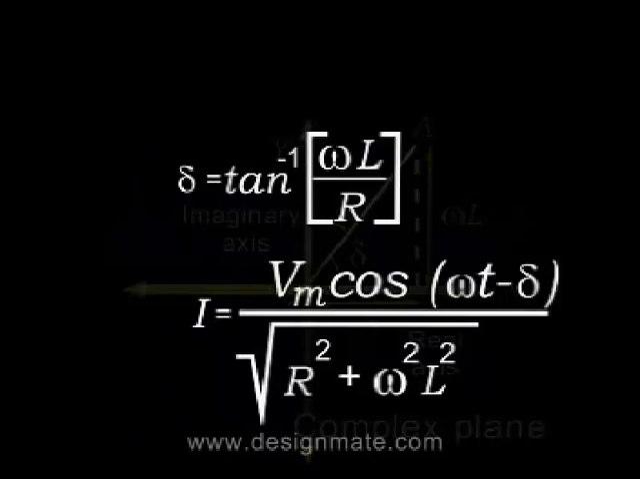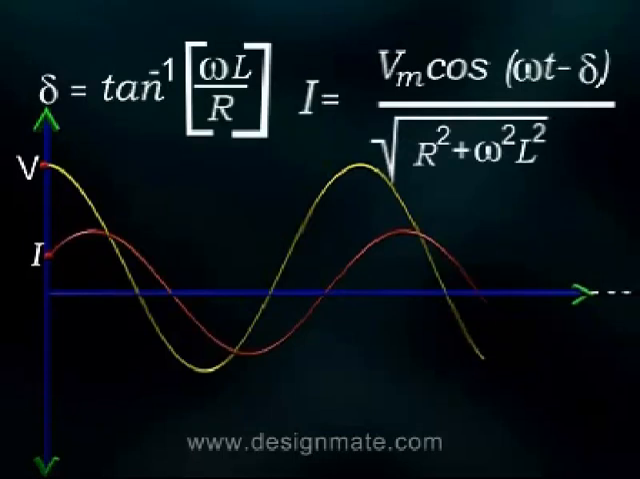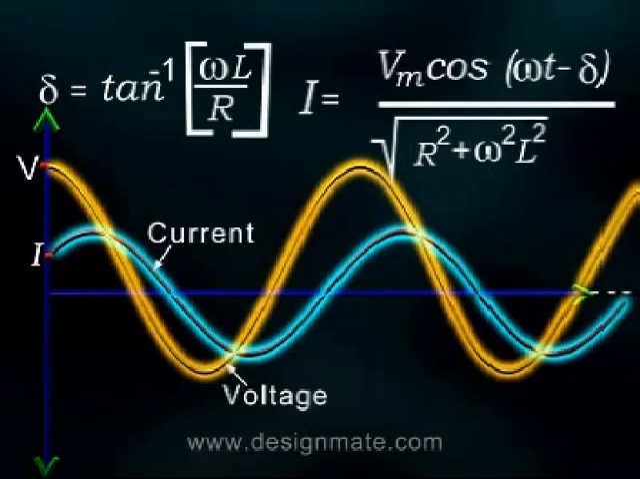I is equal to Vm cos(omega t minus delta) upon square root of R squared plus omega squared L squared. The current lags behind the voltage in phase by an amount delta as given by the equation delta is equal to tan inverse of omega L upon R.